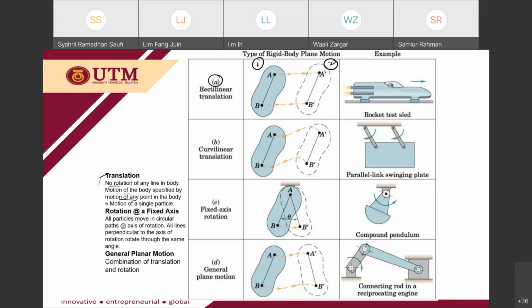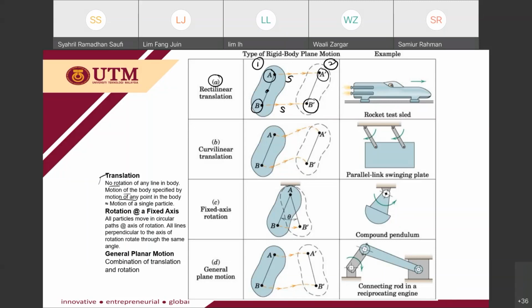It's a straight line motion. It's a straight line, and the distance covered by point A to A prime and point B to B prime is the same. The displacement here is the same from A to A prime, from B to B prime, and we can see that the path is parallel. So we can consider that this is a translation motion, a rectilinear translation.